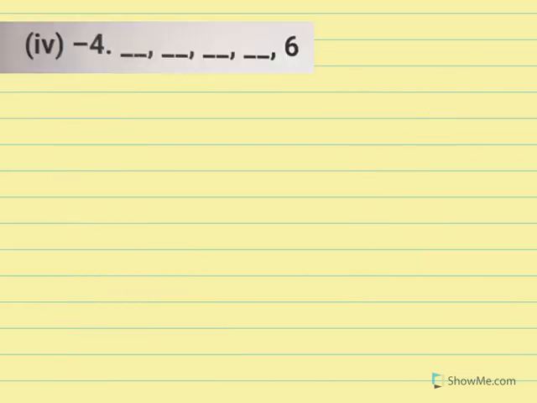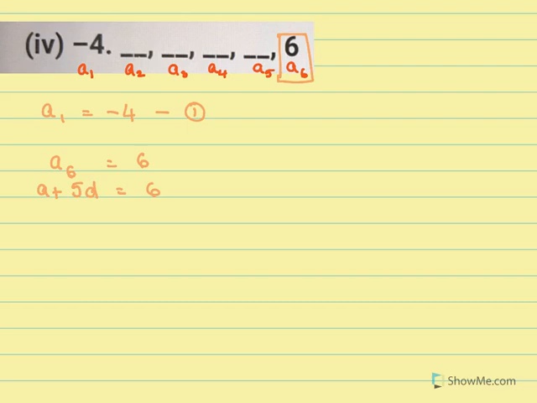Now for the next one, we've got to find the missing terms. This is my A1, this is A2, A3, A4, A5 and A6. So for this sum, the A1 we know is minus 4. We're going to use this later. And here we know A6 is 6, right? So A6 is 6. But we know A6 is A plus 5D equal to 6. So we'll put the value of A, which is minus 4, plus 5D equal to 6. How did I get minus 4? From here. I know here A equal to minus 4.